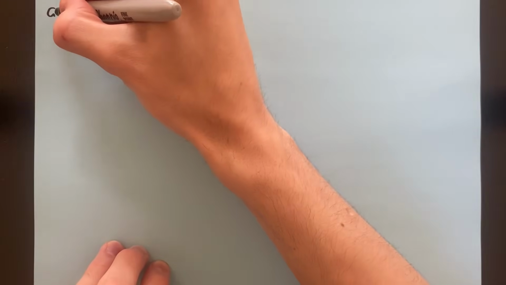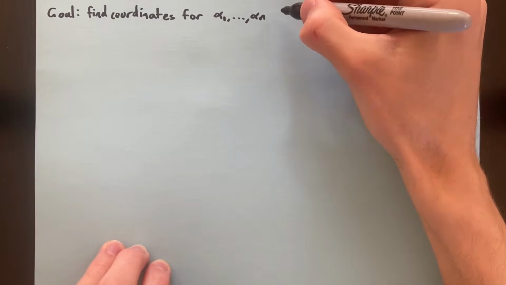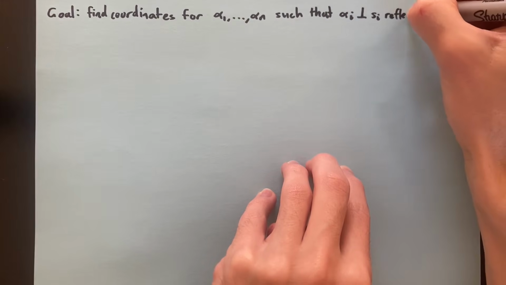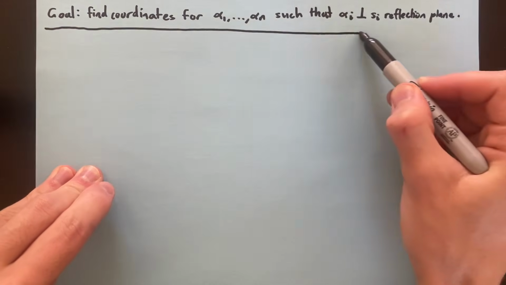First, let's describe what we're trying to do more concretely. We've got a collection of root vectors, and a collection of linear functions defined in terms of those vectors, and we need to find coordinates for those vectors in such a way that each of these functions becomes a reflection about a plane orthogonal to its corresponding root vector, with respect to the dot product.